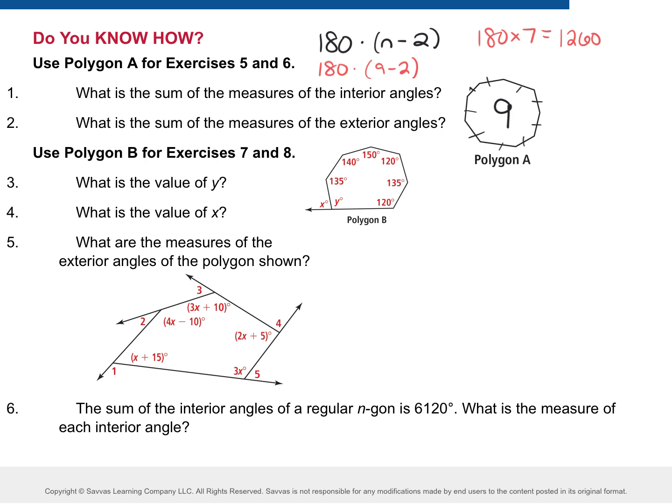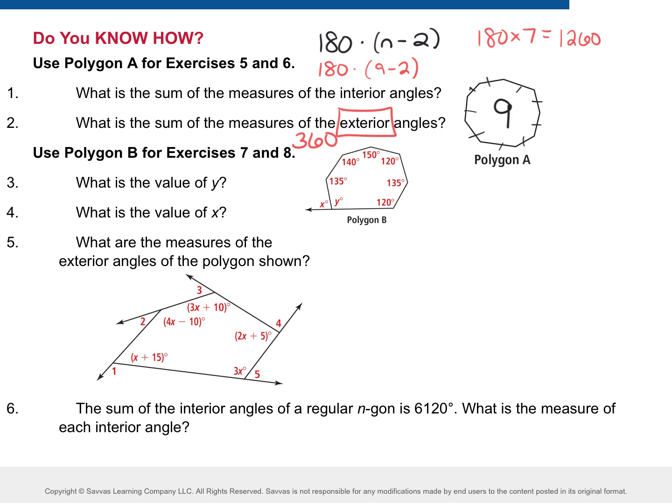Number 6, what is the sum of the measures of the exterior angles? 360, no matter what. Whenever you see exterior angles, what's the magic number? 360. Okay, last ones we're going to do today are number 7 and 8.